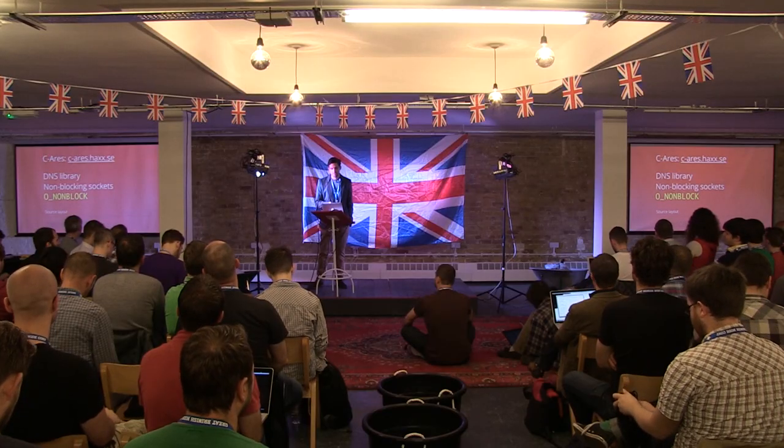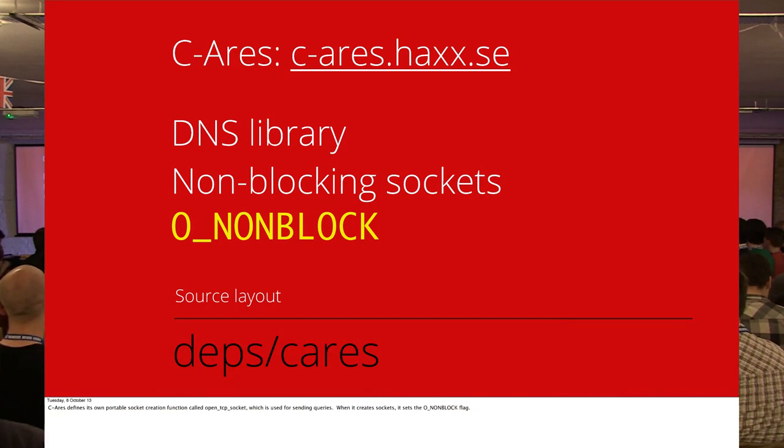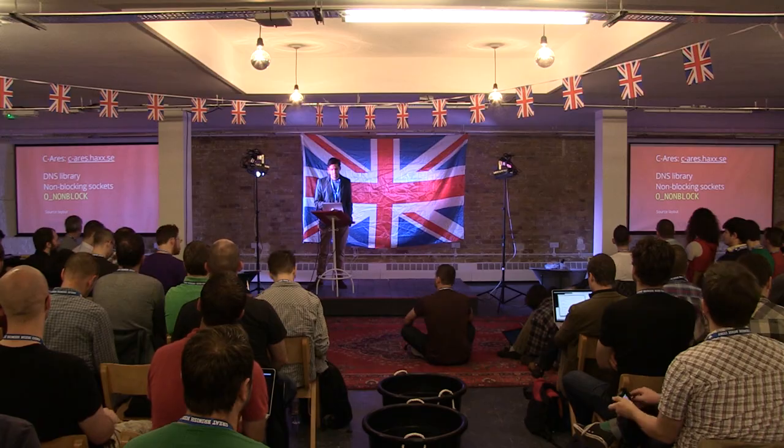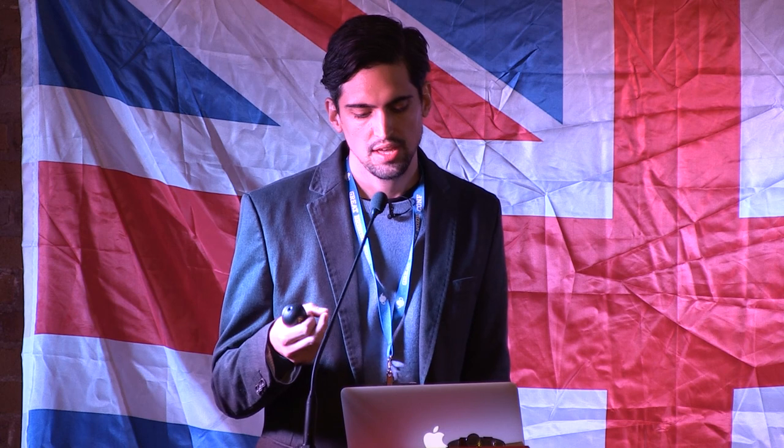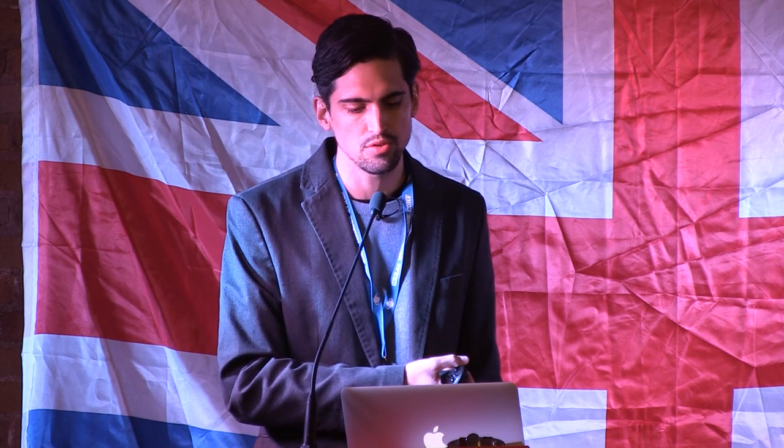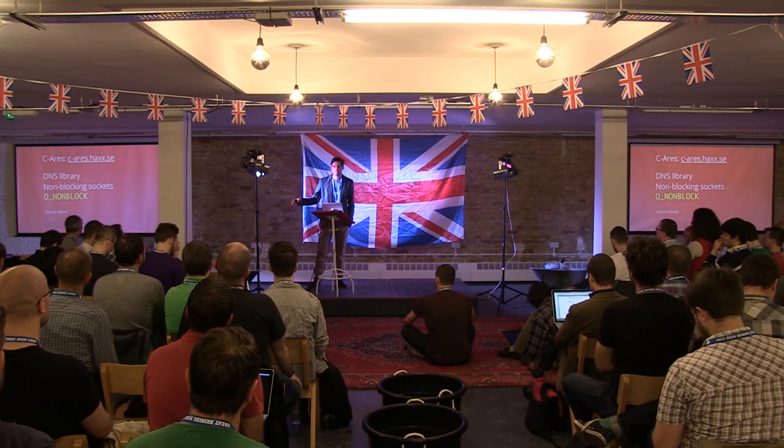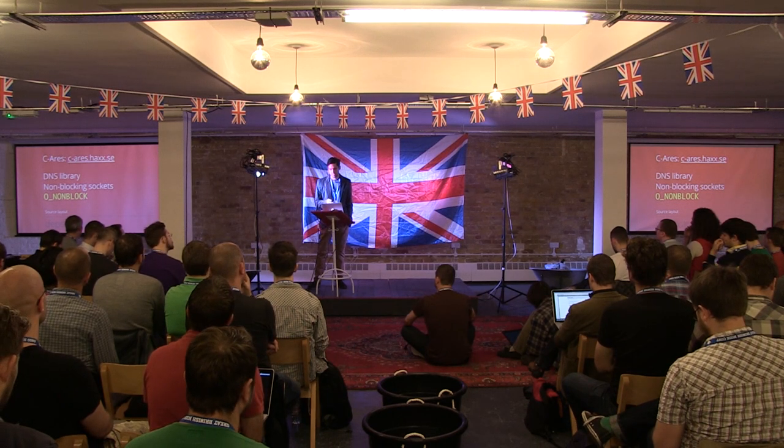So what about those native libraries? Well, we have c-ares, which I like to call CARES, because it cares about DNS. And it uses non-blocking TCP sockets. So what happens is it has its own socket creation function called open_tcp_socket. And this function sets the non-block flag. That's something that the Berkeley Sockets API gives you. It can already do non-blocking network calls. I think it basically says to the operating system, when you're done with that TCP garbage, just run this callback. So it fits in quite nicely with Node.